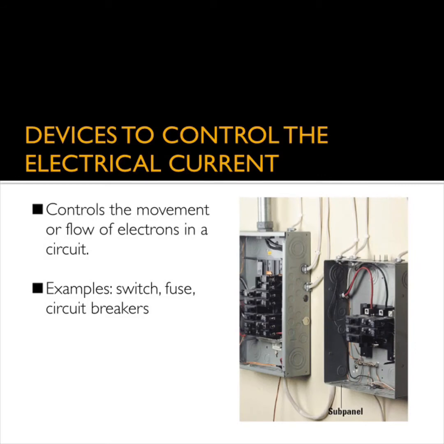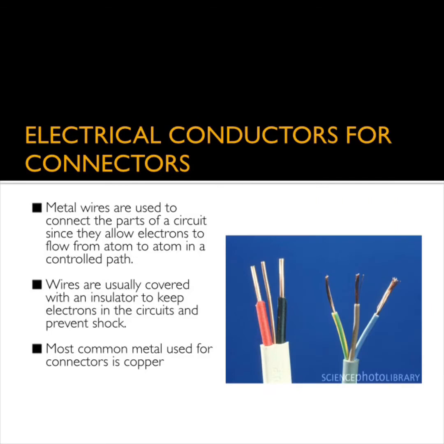It is also nice to have devices to control the electric current in an electric circuit. It controls the movement or flow of electrons in a circuit. These include a switch, fuse, or circuit breakers. And finally, these parts of an electric circuit are connected together using electrical conductors. Metal wires are used to connect the parts of a circuit since they allow electrons to flow from atom to atom in a controlled path. The wires are usually covered with an insulator to keep electrons in the circuits and prevent shock. The most common metal used for connectors is copper.